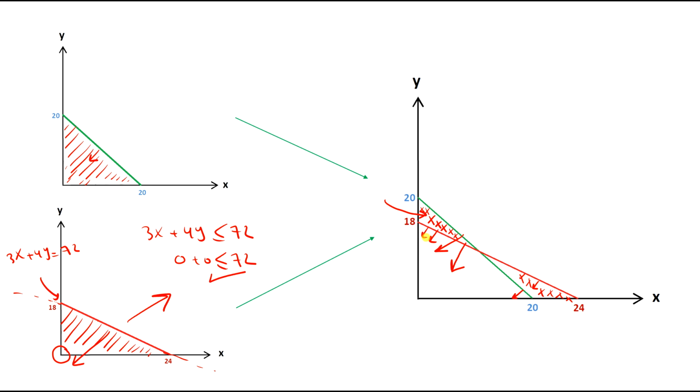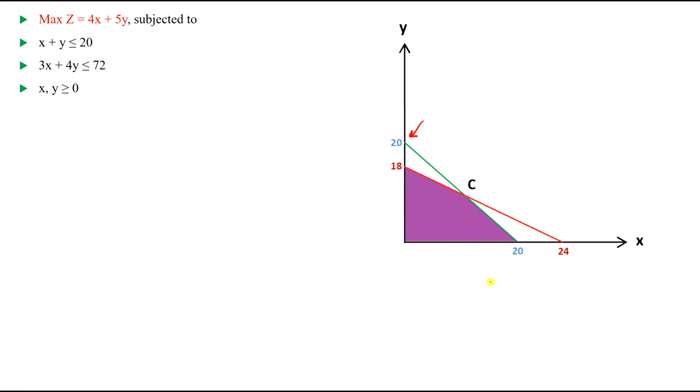Now what you will see is that this region here, all of this region, is the one which satisfies both of the constraints, this line and the other one here, right? In addition to x and y greater than 0. That's why this is the final region.